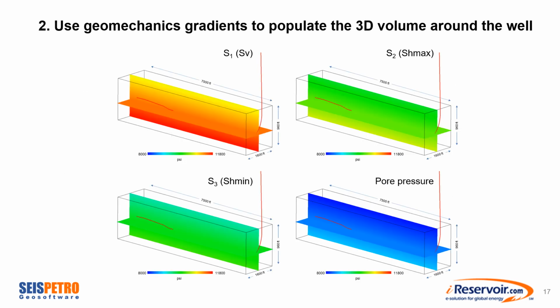The second step is to use geomechanics gradients from the previous slide to populate a 3D volume around the well path. So from the calculated point gradients in the previous slide, we generate volumes of vertical stress, maximum horizontal stress, minimum horizontal stress, and pore pressure. And here is where I have to emphasize that if we have additional information about the stresses and pore pressure, let's say from more well data or from seismic data, we can introduce that at this point to have more variability in these volumes. But in this case, again, the only information we had came in the form of point measurements at a single depth.